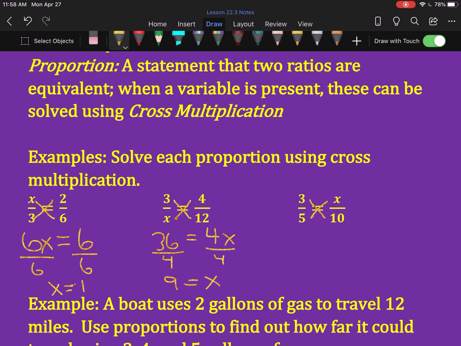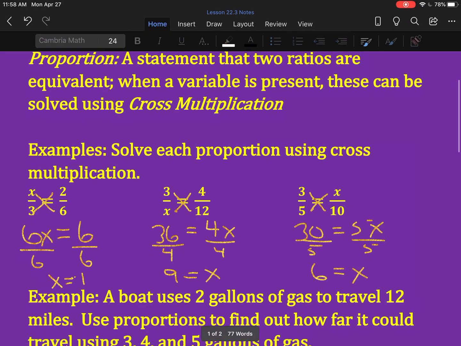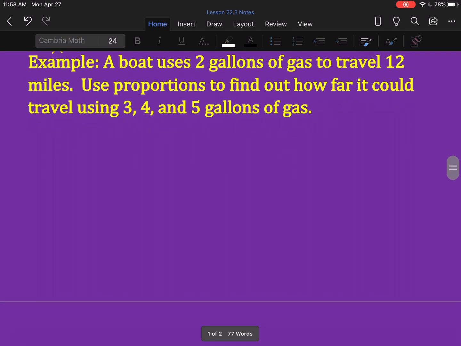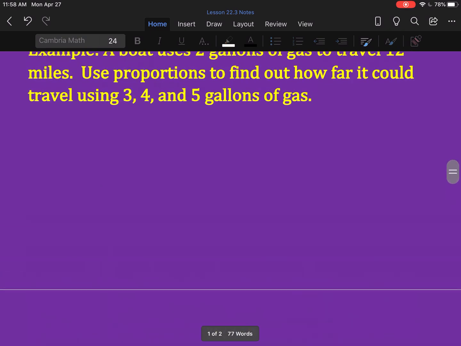And in the last one, 3 times 10 is 30. 5 times x is 5x. I will divide both sides by 5, and 6 is equal to x. So cross multiply and divide. I'm pretty sure you have seen this before.